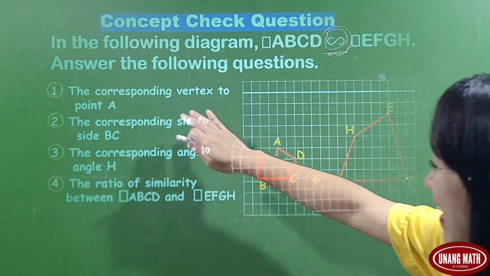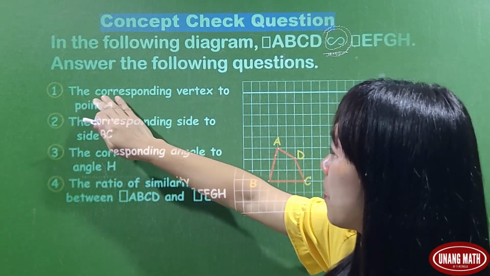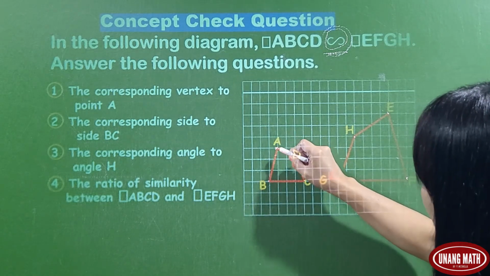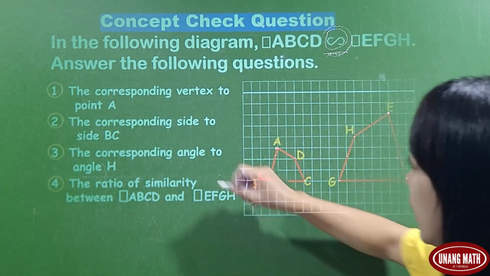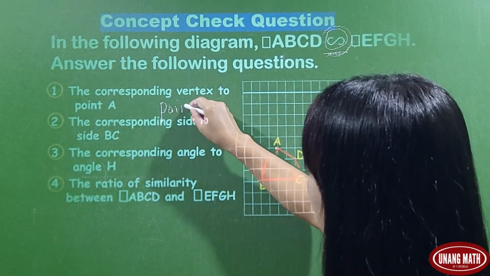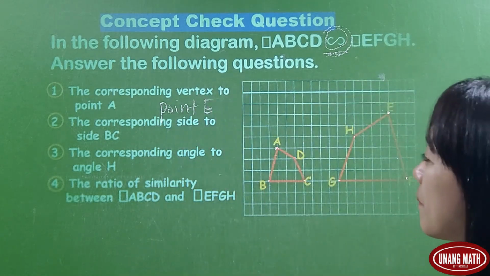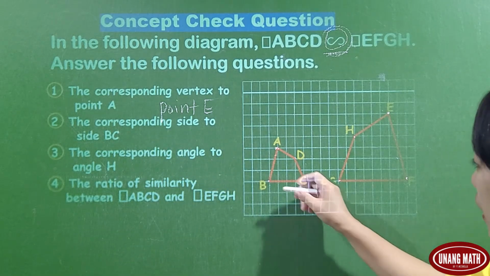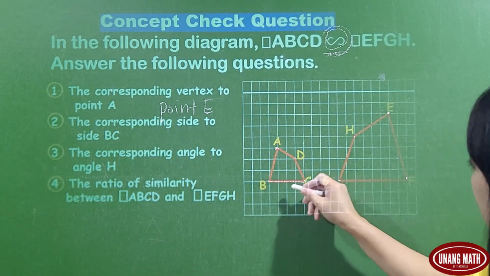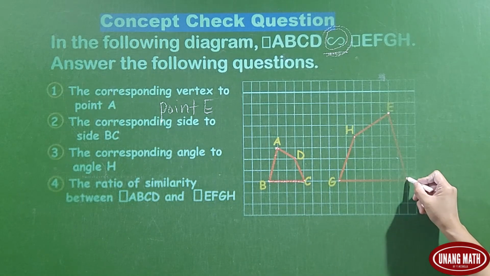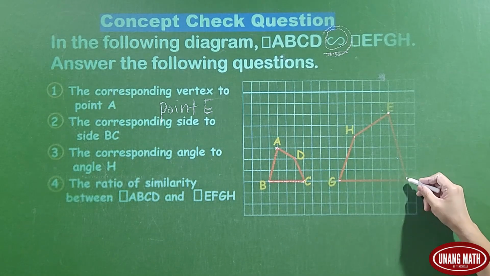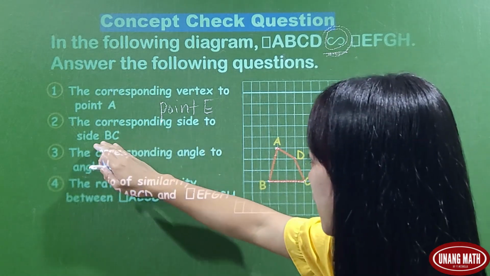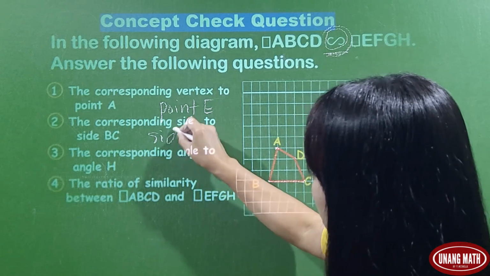Okay, now, let's answer the first question. What's the corresponding vertex to point A? So this is point A, the corresponding vertex is point E. What about the corresponding side to side BC? So side BC. Point B corresponds to F. Point C corresponds to G. So we have FG. So the side corresponding to side BC is side FG.